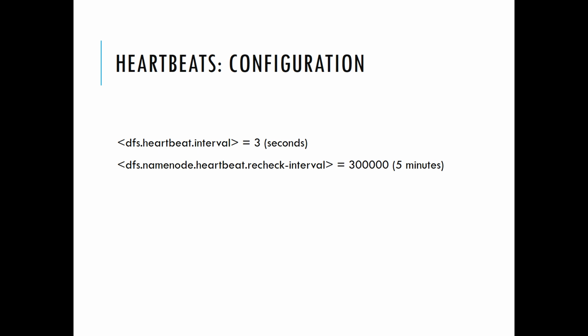Let's talk about configuration. The heartbeat interval is controlled by the parameter dfs.heartbeat.interval, which is set to 3 seconds by default. This defines how often a DataNode sends a heartbeat. The other important parameter is dfs.namenode.heartbeat.recheck-interval, set to 300,000 milliseconds, or 5 minutes. This parameter defines how often the NameNode checks for the receipt of heartbeats. Together, these two parameters determine the failure detection timeout. It's important to note that changing these values can impact the cluster's responsiveness to failures and the load on the NameNode. For example, a shorter heartbeat interval might detect failures faster but could increase network traffic and NameNode load.